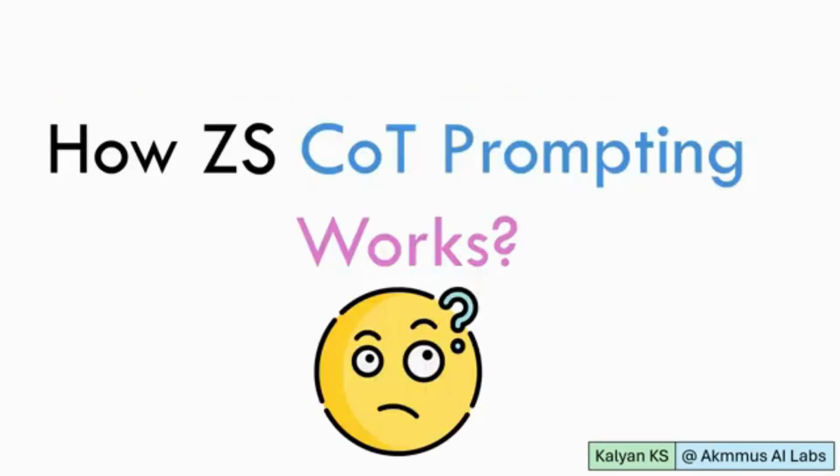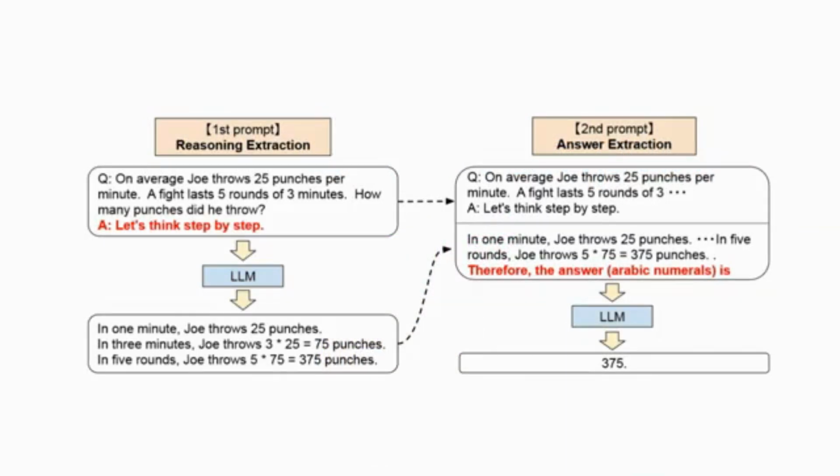Now, let us see how zero-shot COT prompting works. Zero-shot COT involves 2 steps, reasoning extraction and answer extraction. In the first step, LLM generates the reasoning steps based on the original prompt and the magic phrase. Instead of providing examples with detailed reasoning steps, zero-shot COT simply adds the magic phrase, "Let's think step by step," to the original prompt. The phrase, "Let's think step by step," does all the magic. The LLM then generates its own reasoning steps based on its understanding of the prompt.